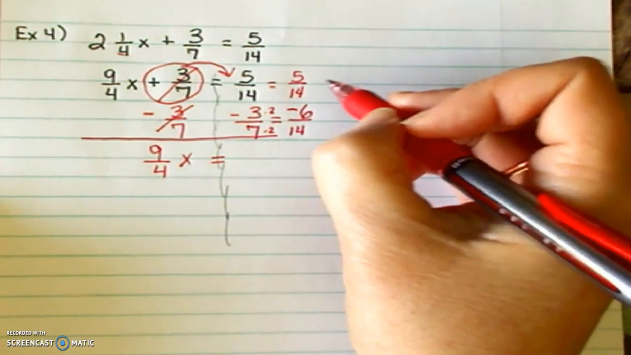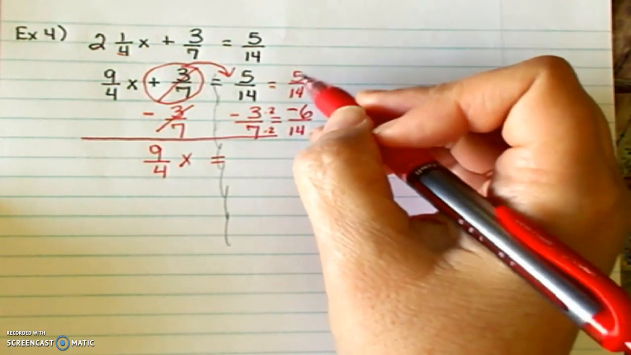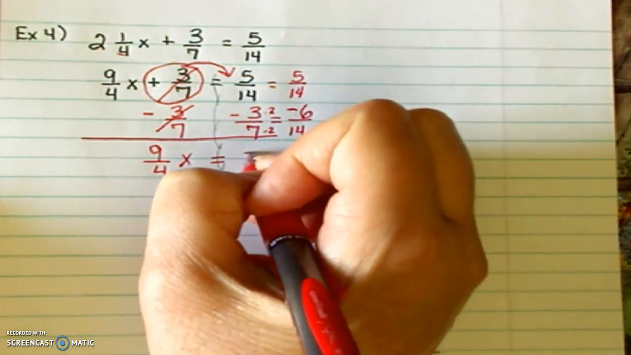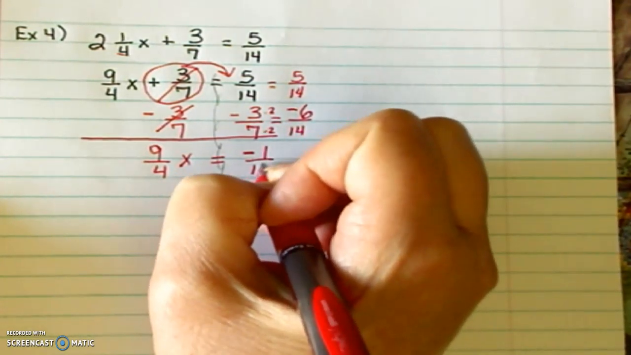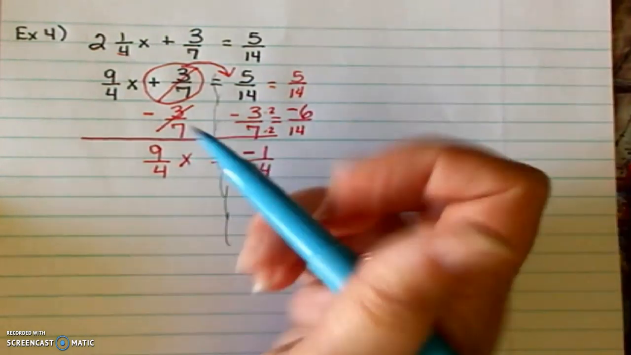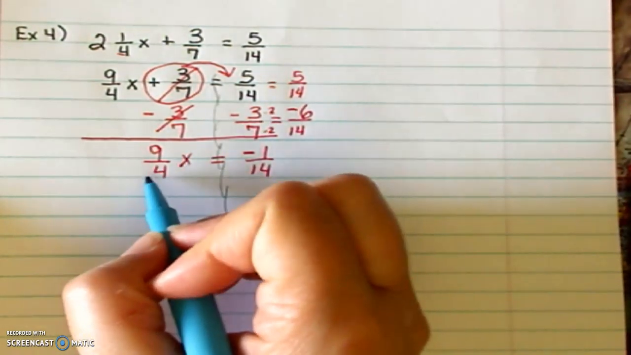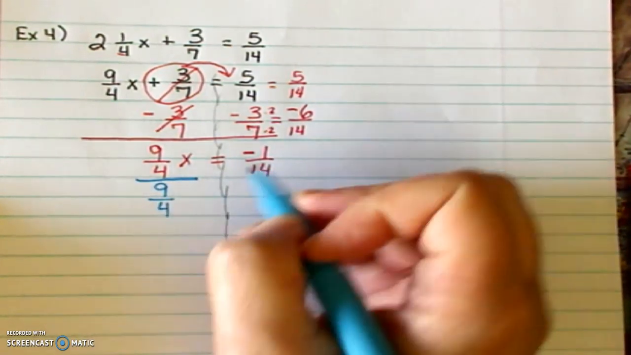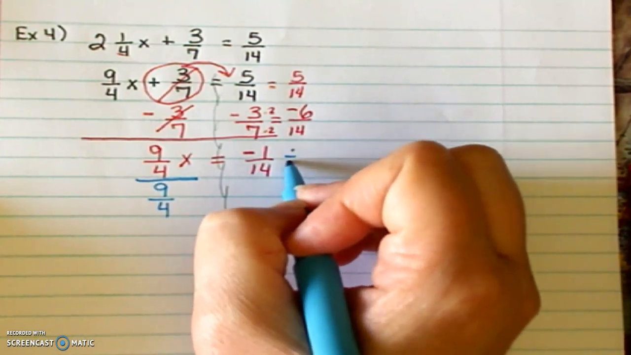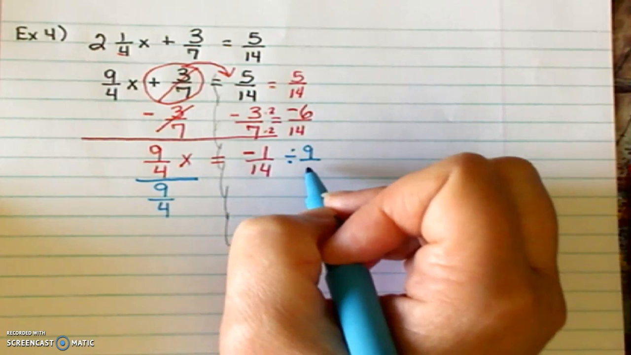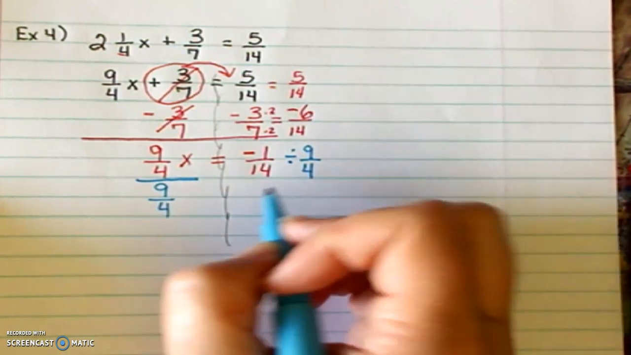Now this is the tricky one, because as you look at it, you look at the 5 and the 6. The 6 is negative, so team negative wins by 1. So you get negative 1/14. Now the next operation, since this is multiplication, you get rid of it by division. So you're going to divide by 9/4. Remember, on the right-hand side, show the division bar as the bar with the 2 dots. We're going to divide by 9/4.